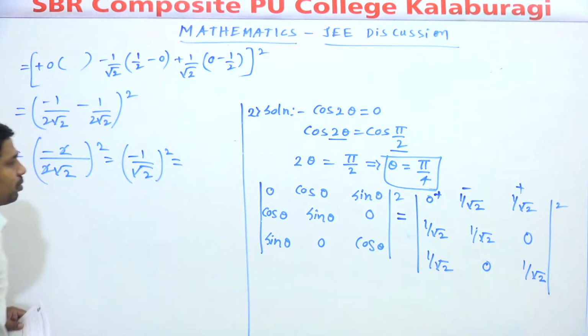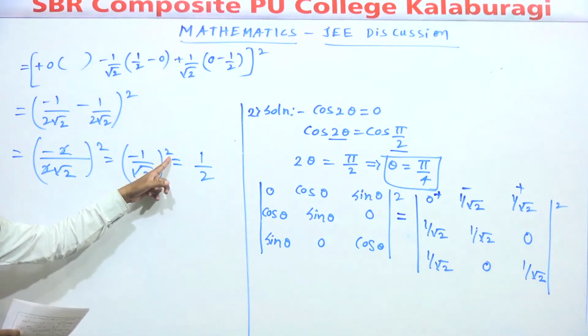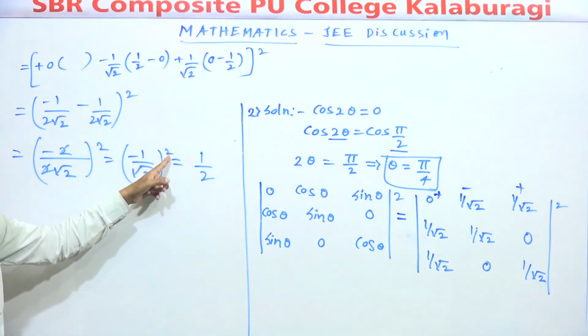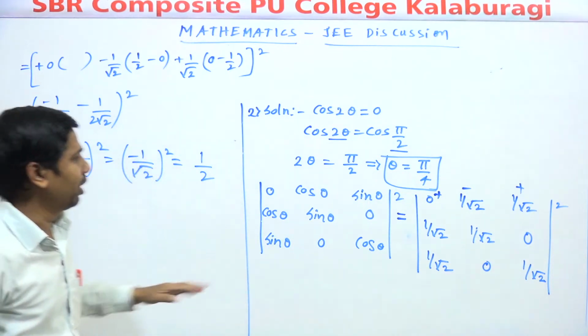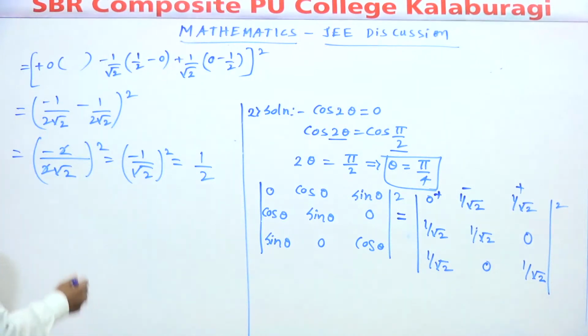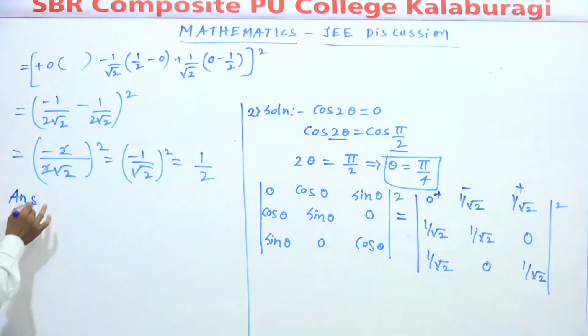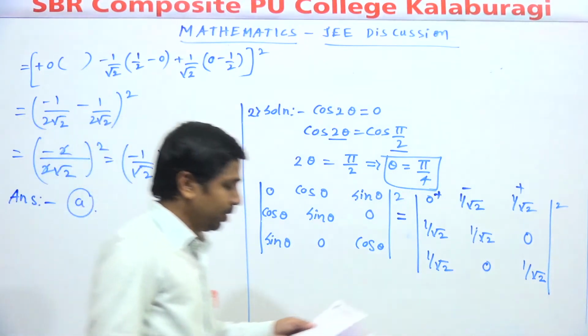What is 1 by root 2 square? 1 by 2. Right? So square of a negative, even power, is positive. 1 square is 1, root 2 square is 2 only. So value is 1 by 2. Which option is it? First option. So your answer is A. So this was for the second question.